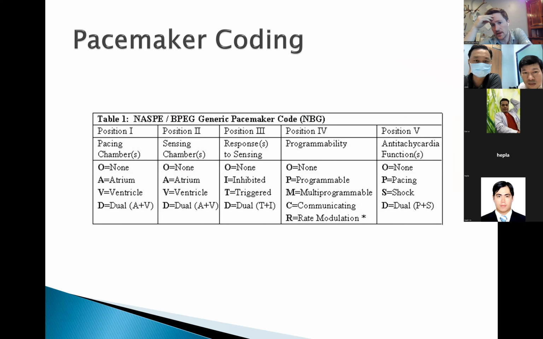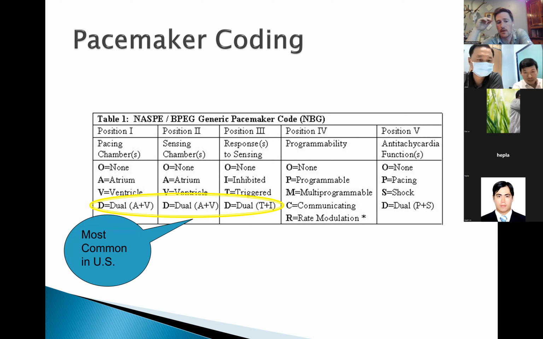So here's how pacemaker coding works. And I'm not going to spend too much time on this, but just know that there's many different types, based on the pacing chamber, the sensing chamber, and the response to sensing. Those are kind of your three big ones. And know that at least in the United States, the majority of our pacemakers are going to be dual pacing, dual sensing, and they both are triggered and inhibited by sensing.